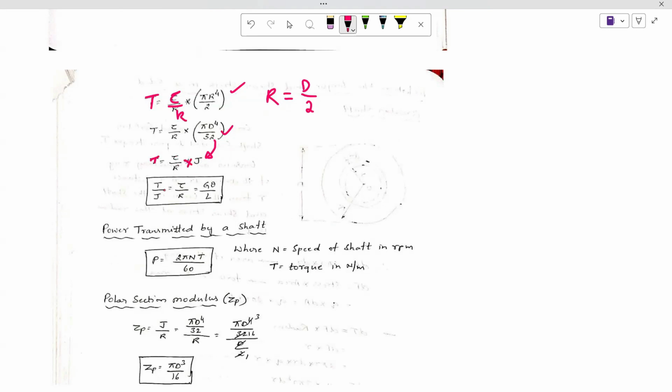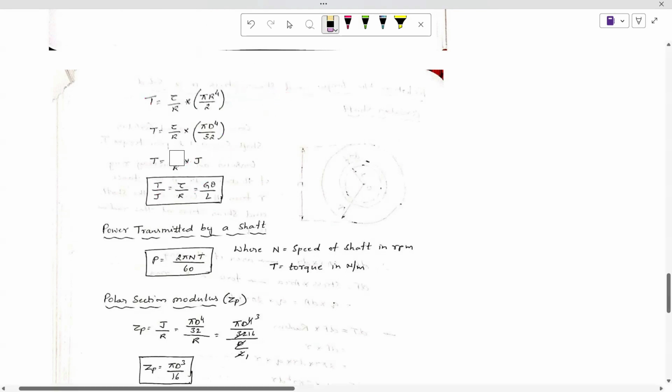Okay, so from this equation, T by J is equal to tau by R. So that will be equal to G theta by L. G theta by L, that is the final torsional equation. T by J equals tau by R equals G theta by L.